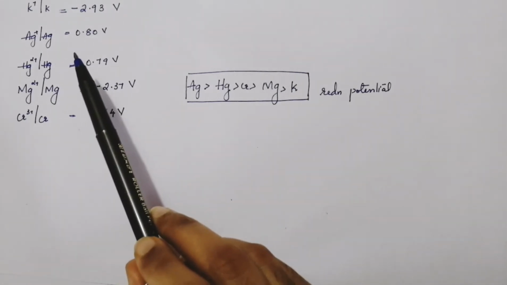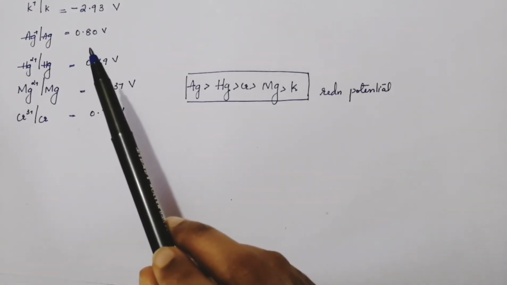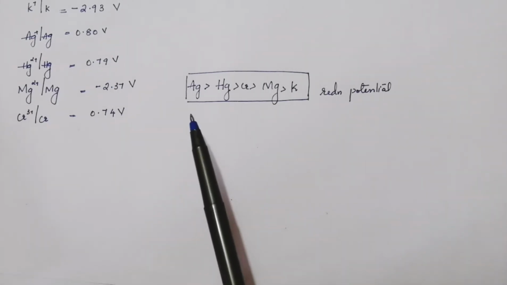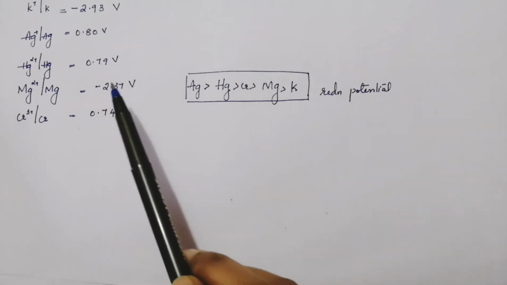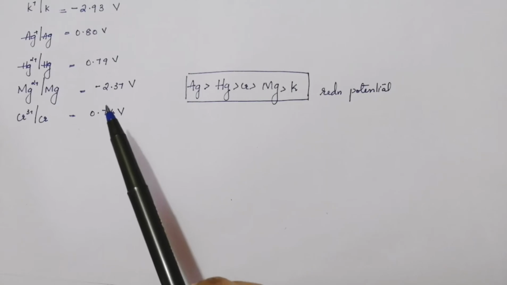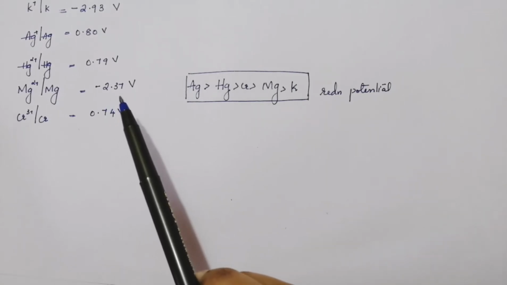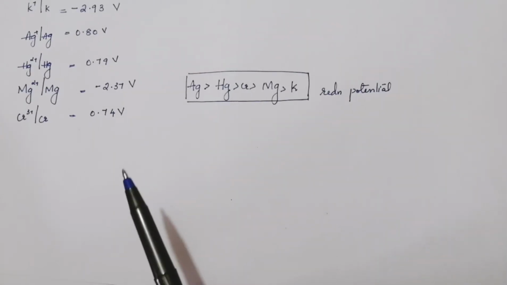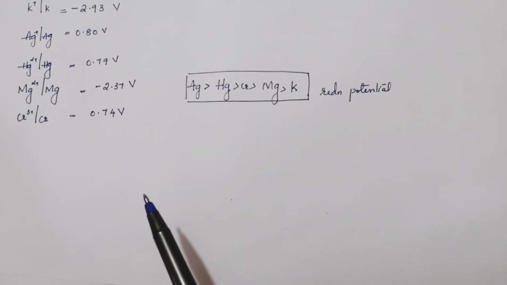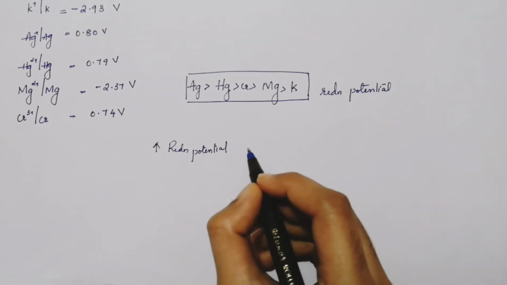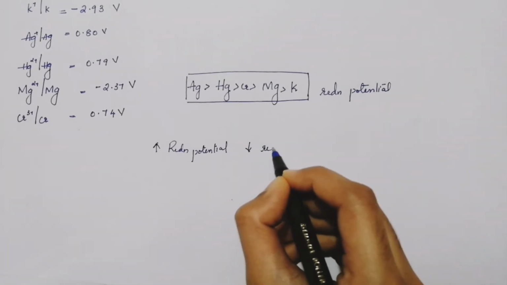Here we have silver having 0.80, that is the greater positive value. So silver will be having the highest reduction potential, followed by mercury, that is 0.79, and then we have chromium 0.74, and then we have magnesium, that is negative 2.37, and then we have potassium at the last. So this is the order of the reduction potential. Now we need to know what is the relationship between their reduction potential and their reducing power. Higher the reduction potential, lower will be the reducing power.